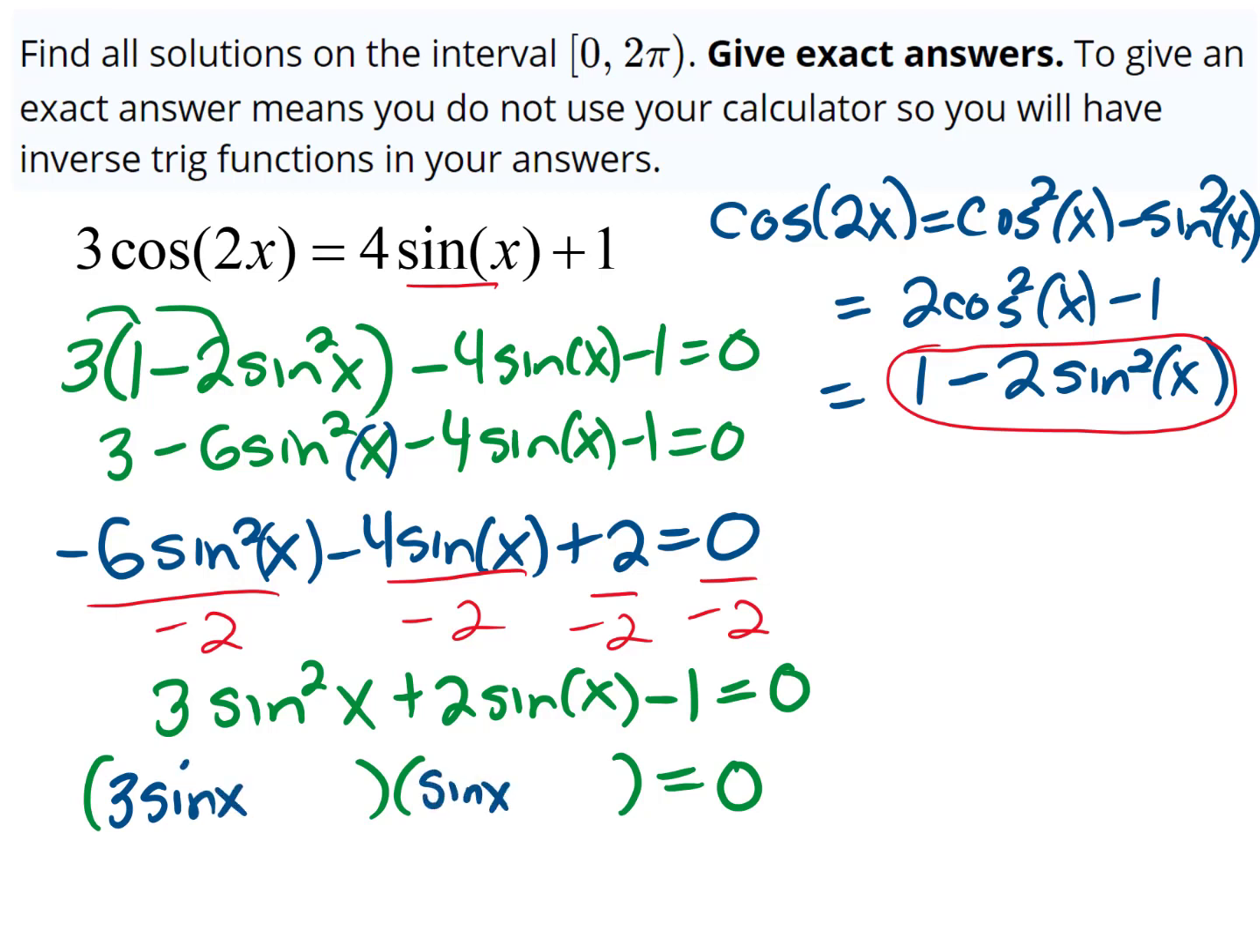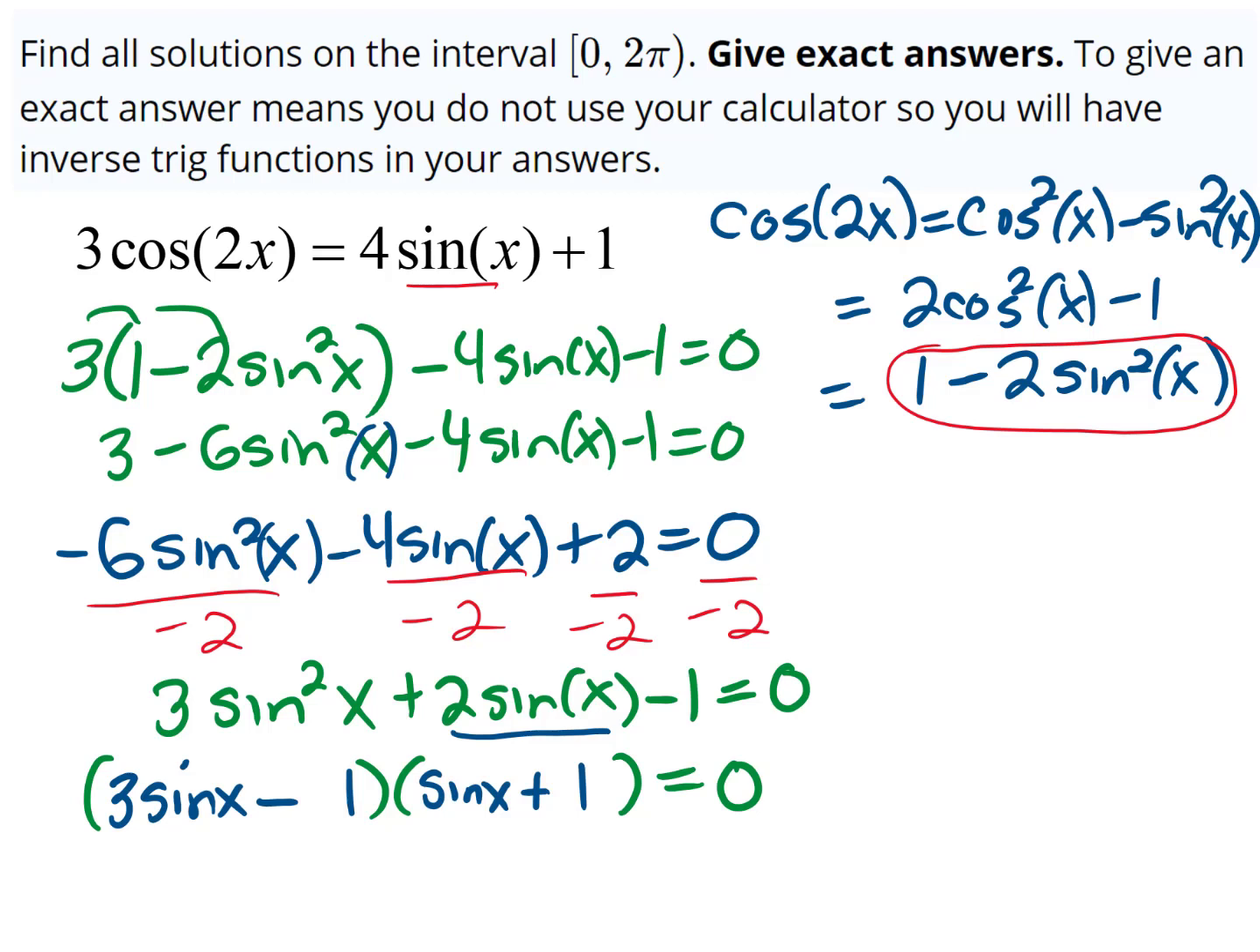So first term, I'm going to need two things that will multiply together to give me 3 sine squared x, so 3 sine x and sine x. And I need the last term to be negative, so I need 1 plus and 1 minus. I'm going to put the plus here and the minus here because the factors are 1 and 1. I did it that way because outers now are plus 3 sine x, inners are minus 1 sine x, which gives me the right middle term. So there it is factored.